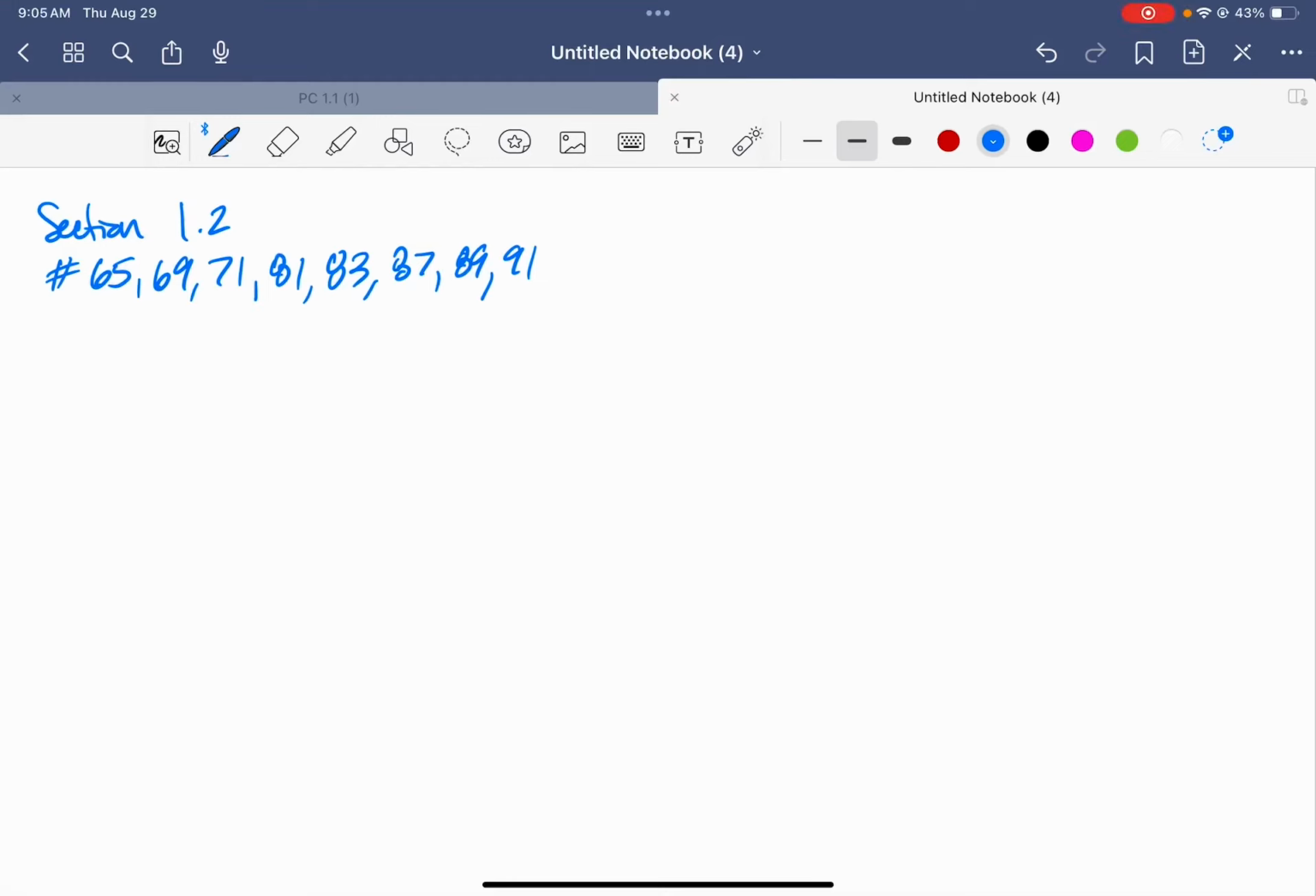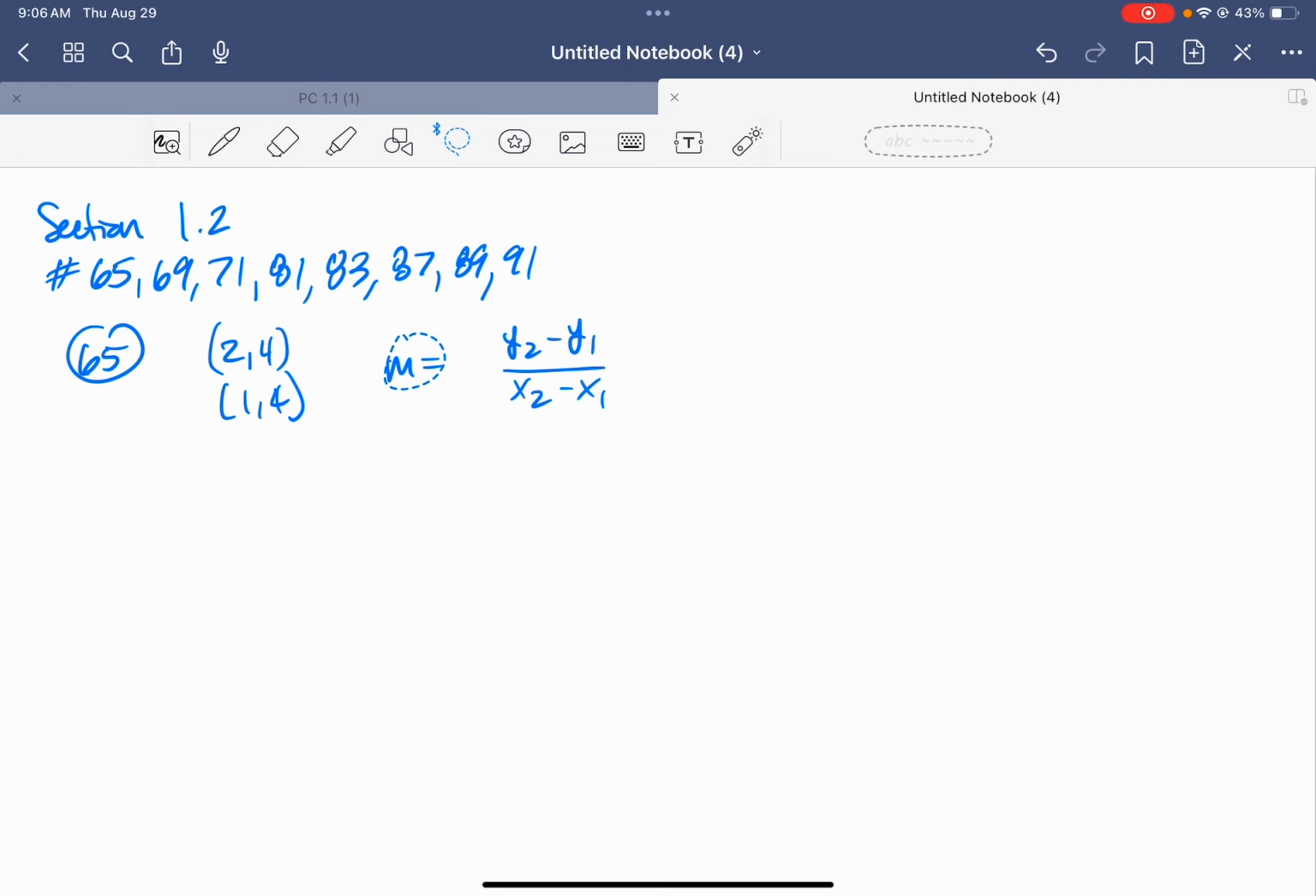So first, I'm looking at number 65, and number 65 asks us, for the following points, (2, 4) and (1, 4), to find the slope of the line passing through the points. So I know that slope is y2 minus y1 over x2 minus x1. And what is that? That is simply the change in y over the change in x.